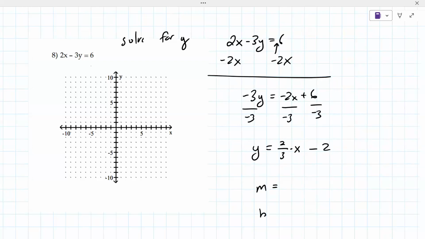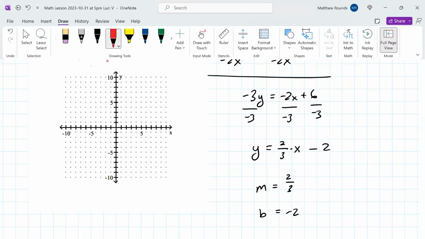What is the slope and what is the b value of this one? So the slope would be 2/3. Okay, and the b value? Is it just one number or two numbers for the b value? It's always the other number. What's the other number in the equation? -2. -2, yeah.